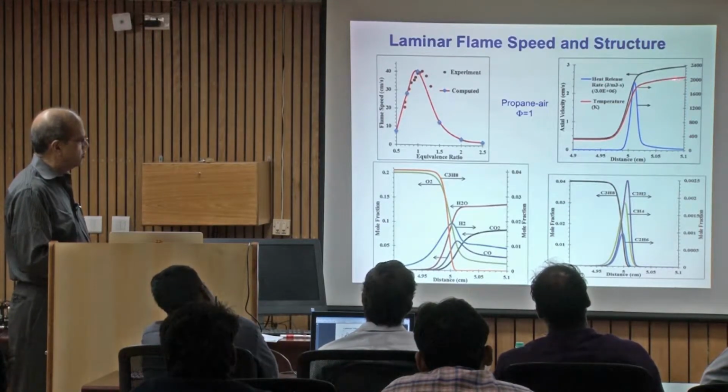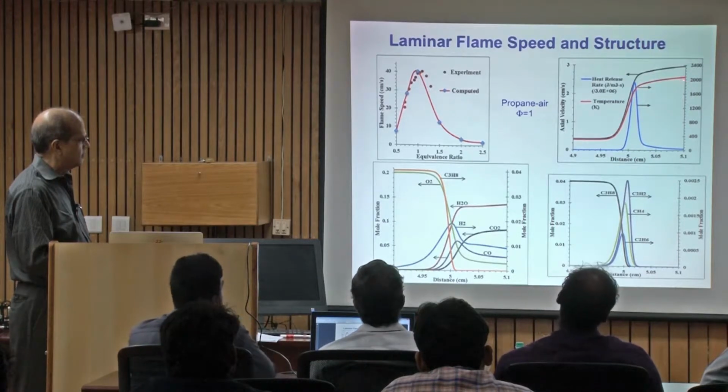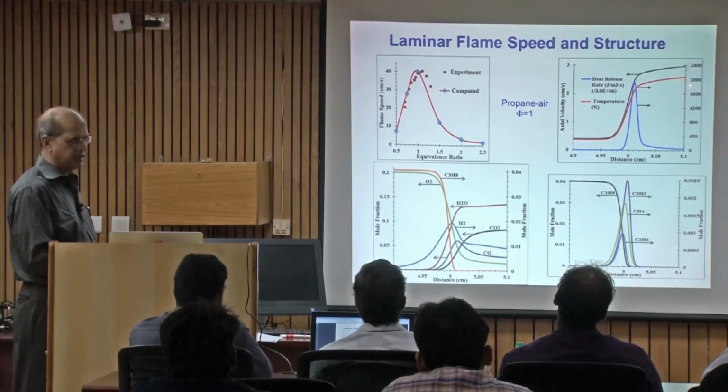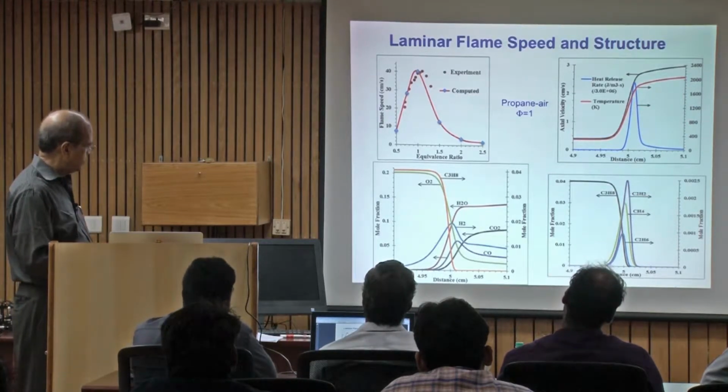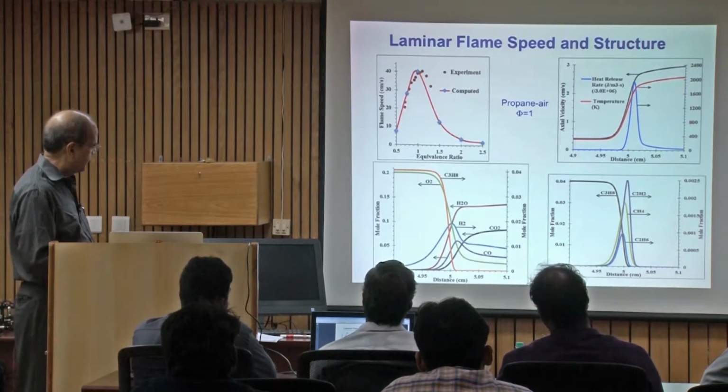Temperature is close to the adiabatic flame temperature. It may not be exactly adiabatic because you may have like CO and H2. And then you can look at the detailed chemical structure of the flame.